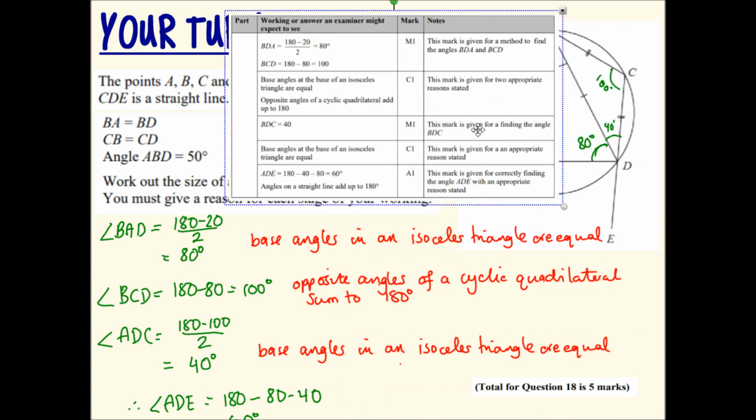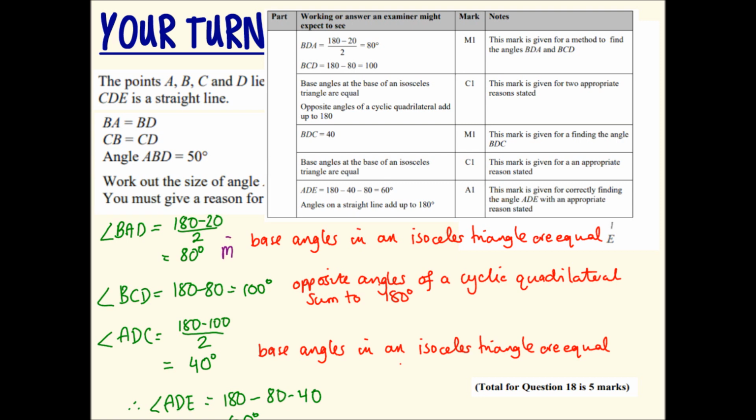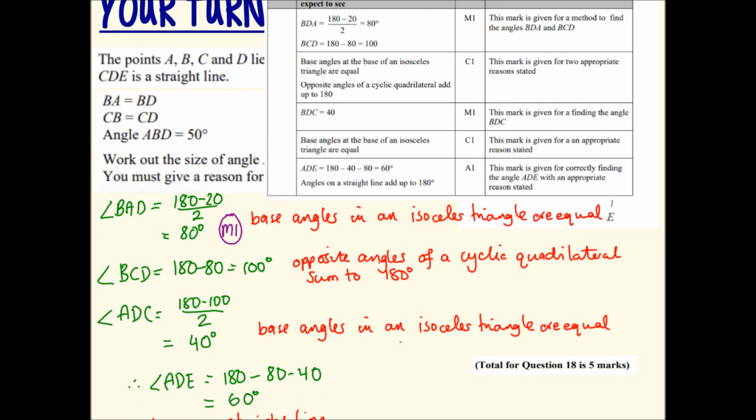So you can see on the actual mark scheme here alongside my worked solution that the first mark is given for the method to find angles BDA and BCD. So if we can see that method being used, we're going to be getting that first mark for the question. And for having the two correct reasons, we're going to be getting our second mark. The third mark is working out what angle ADC is, so that's going to be 40 degrees. And then listing our reason again is going to be another conclusion mark.